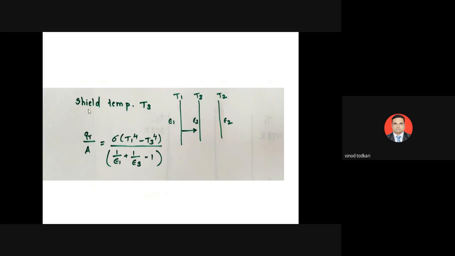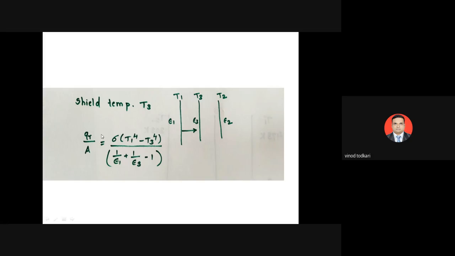QR upon A is equal to sigma into bracket T1 raised to 4 minus T3 raised to 4 divided by 1 upon epsilon 1 plus 1 upon epsilon 3 minus 1. Is it clear to you? Because in between these two plates, there is no other plate. So this is the case that no plates are in between. So simply I can use this equation.